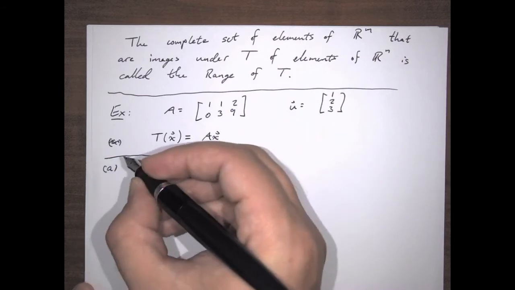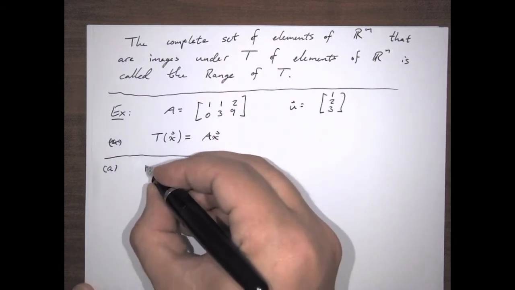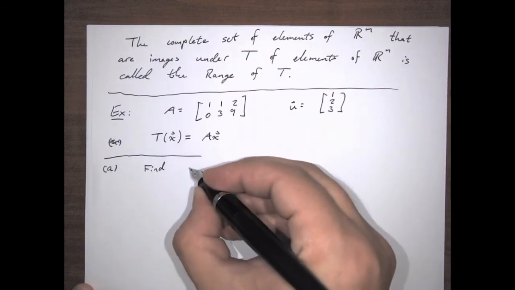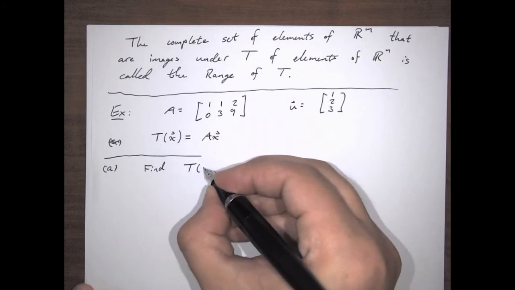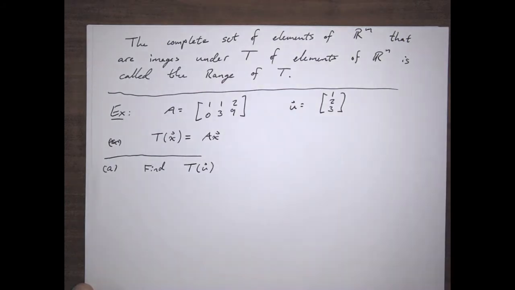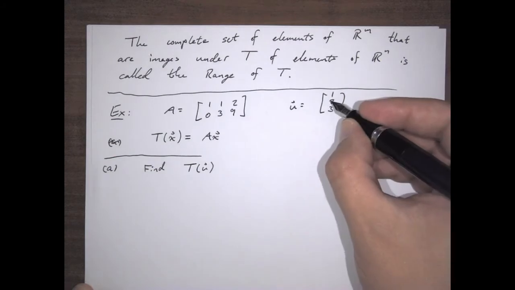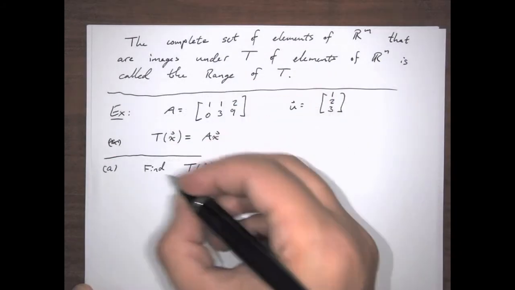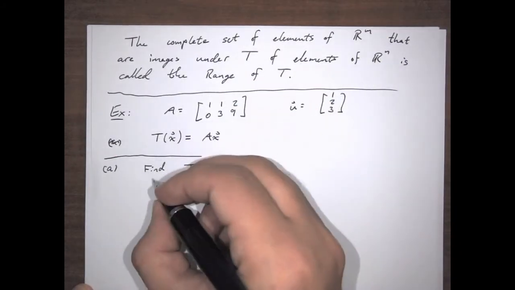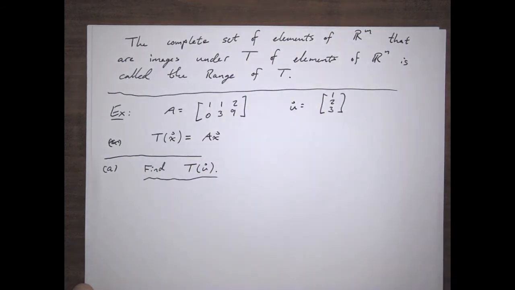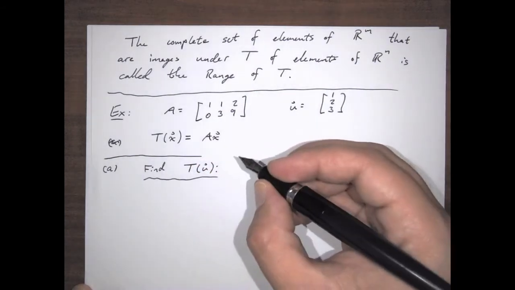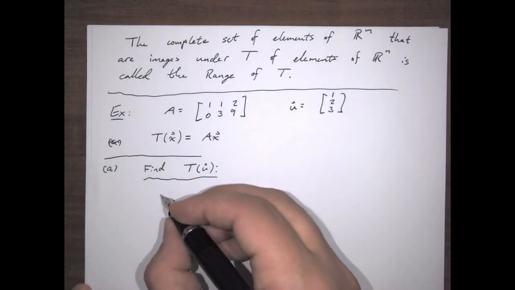All right, now we can ask some questions. So we can say, find T of u. So that's this vector u. Apply the transformation that involves multiplying by A and see what you get. So find T of u.